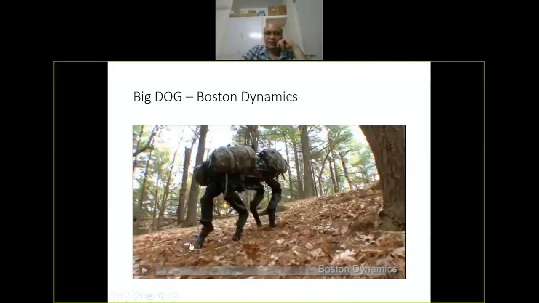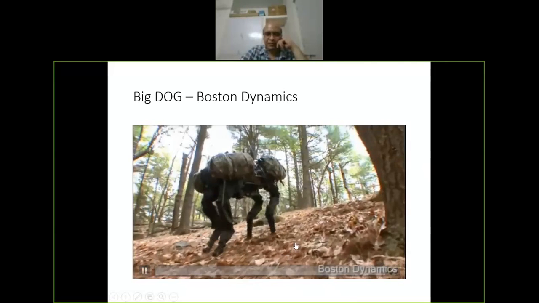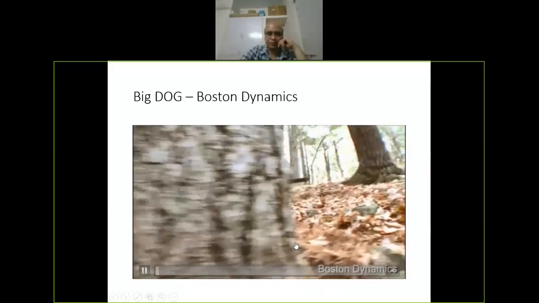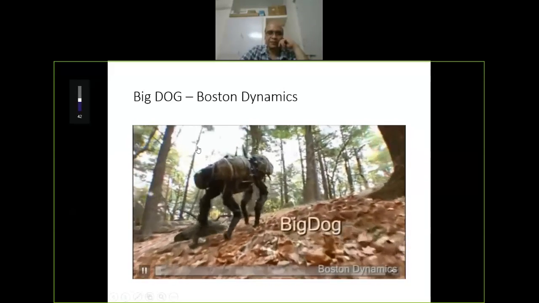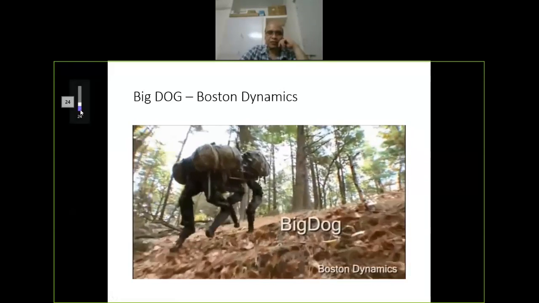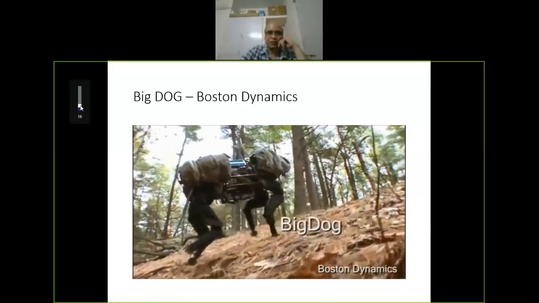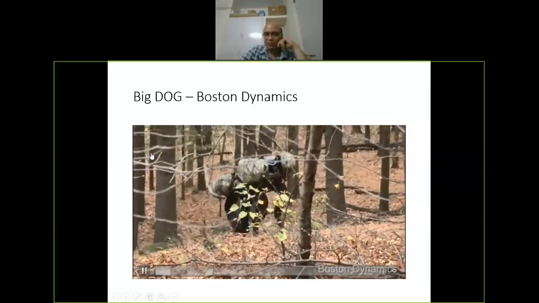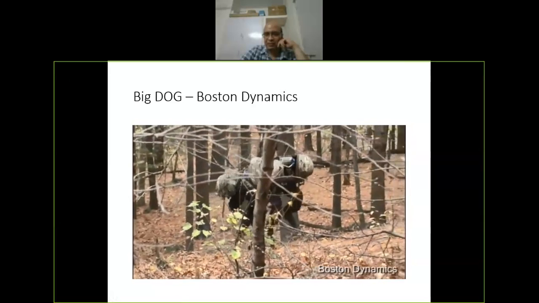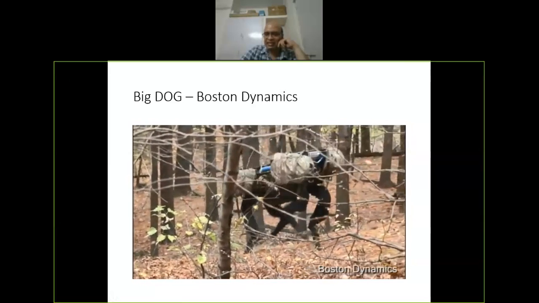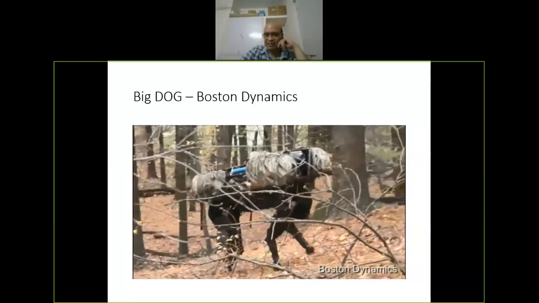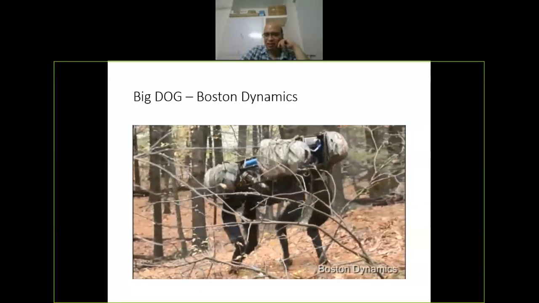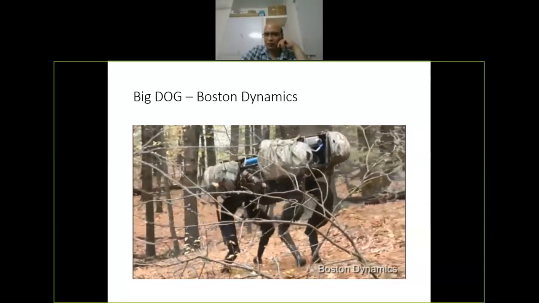Now let's look at this. You might be familiar with this video, one of the very famous videos of Big Dog, Boston Dynamics. Okay, it has 4 legs. Please pay attention to the shape of the legs, and the gait. By gait, I mean how many legs are on the ground and how many legs are in air when it is moving forward.